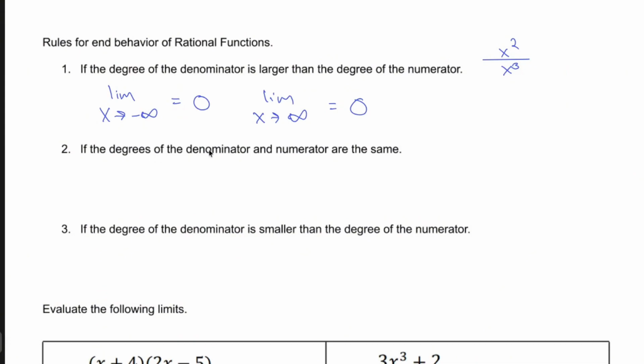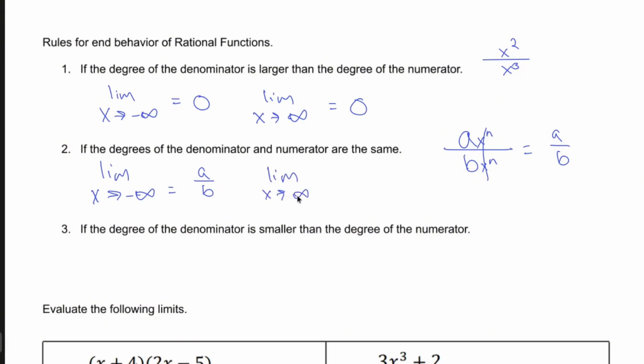If the degrees of the numerator and the denominator are the same, what happens then? Well, let's just say that you are ax to the nth and you are bx to the nth. The limit as x approaches negative infinity, what you do is you just say, well, if these are the same, just cut them out and you get a over b. So the limit as x approaches negative infinity is going to be a over b. Similarly, the limit as x approaches positive infinity is also going to be a over b.